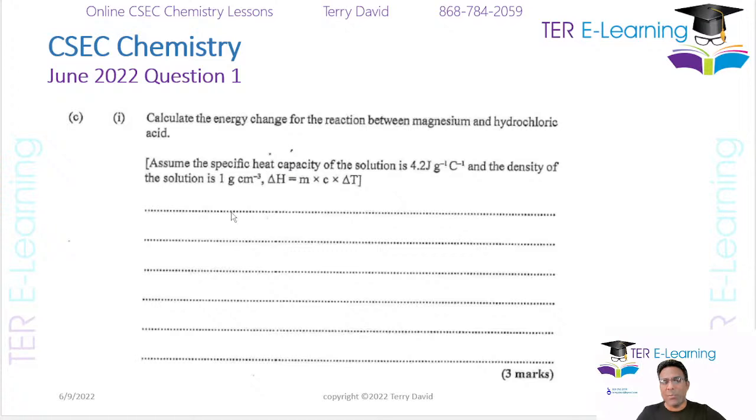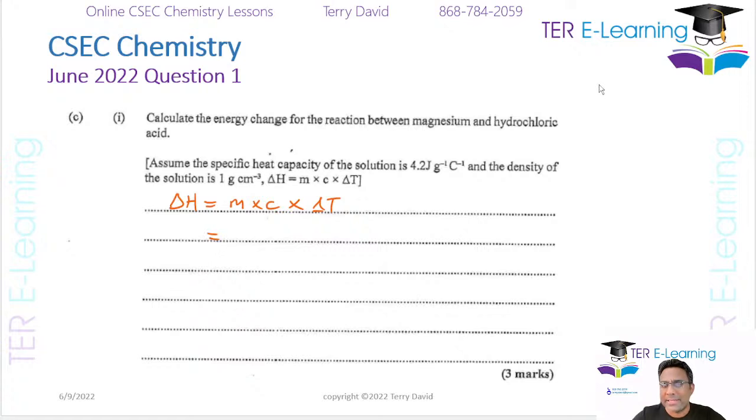Right, now, this is the one that I got a lot of questions regarding, right? There was a little question regarding how you're calculating this. Calculate the energy change for the reaction between magnesium and hydrochloric acid. Now, to work it out, they gave you the formula. So the energy change, delta H, is given by M by C by delta T, right?